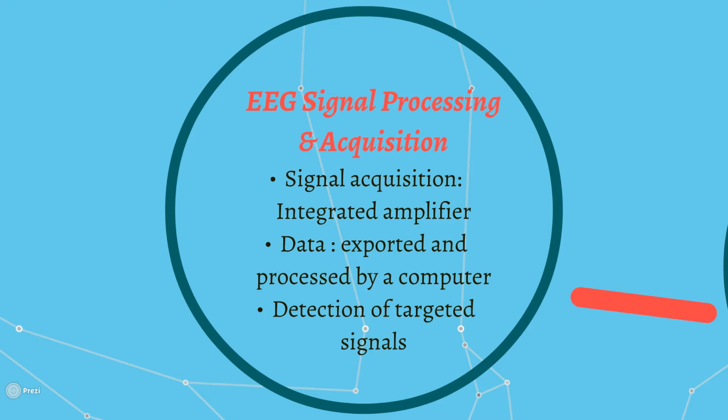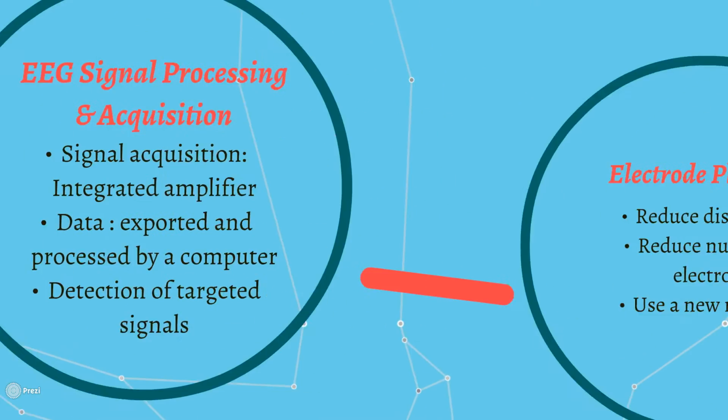EEG signal acquisition will happen with an integrated amplifier. The raw EEGs will be obtained and briefly stored in and processed with the computer. The main processor will run through the algorithm shown in the block diagram.